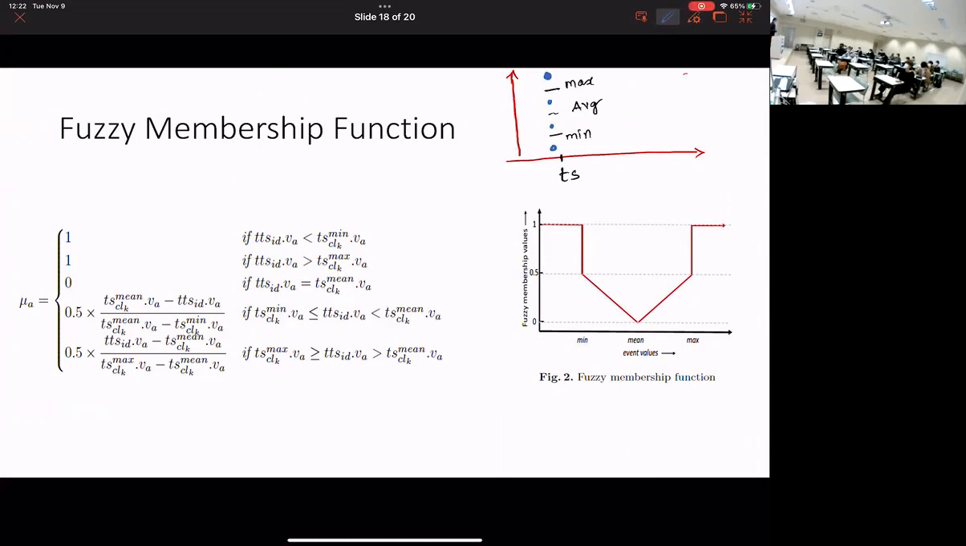So now we came up with this formula. If the test case is below minimum, I don't know anything about it, because I have not seen it in my data. Below minimum I have not seen. So I don't know. So I give the fuzzy value of 1. Similarly, if I observe a value beyond the max, then the value is going to be 1.